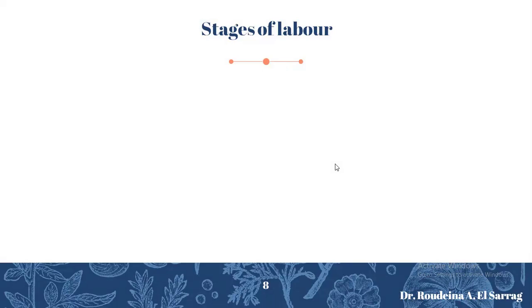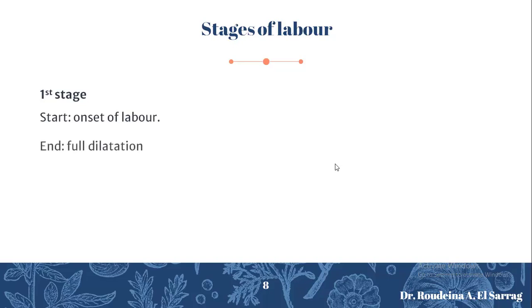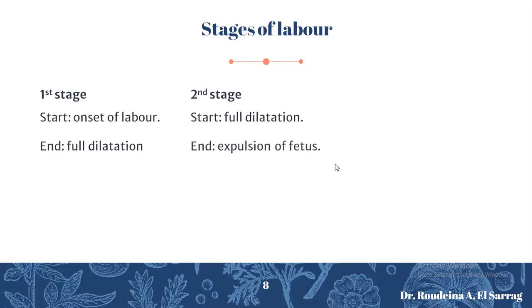We've mentioned them during the contents of this lecture. We said that we have a first stage, second, third, and fourth. Okay, starting off with the first stage, it begins at the onset of labor, and it ends with full dilatation of the cervix. Full dilatation equals 10 centimeters, and you have to not be able to appreciate any of the rims. The second stage of labor begins where the first ended, meaning it starts at full dilatation, and it ends with the expulsion of the fetus.